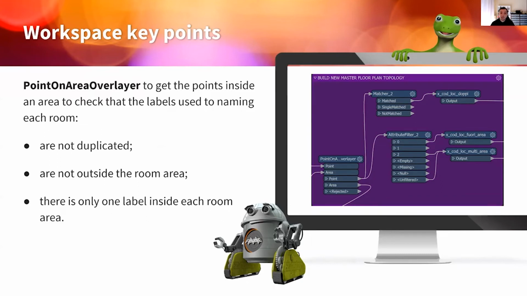Then, as we know, these codes are a point geometry type, and with a point on area overlayer transformer, we check that these points are not duplicated, are not outside the room area, and there is only one code inside each room.